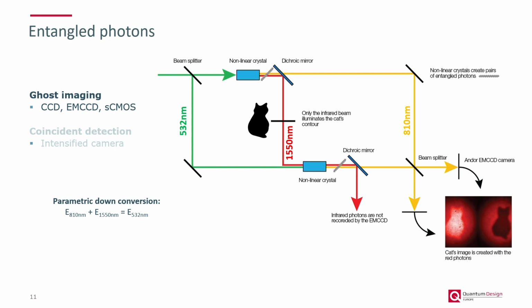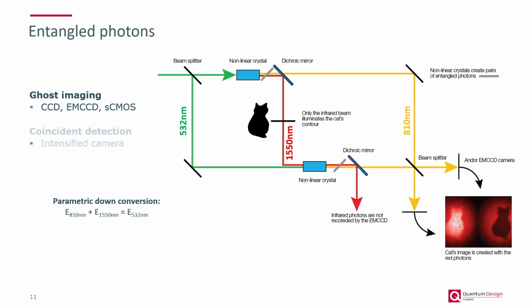Again, we have a source of photons from a laser. In this case, a green laser with 532 nanometers was used. And the laser beam goes through a beam splitter to a nonlinear crystal. In this nonlinear crystal, we generate a pair of entangled photons with different wavelengths. That is very important. We have got one photon with 810 nanometers and a second photon with 1550 nanometers.